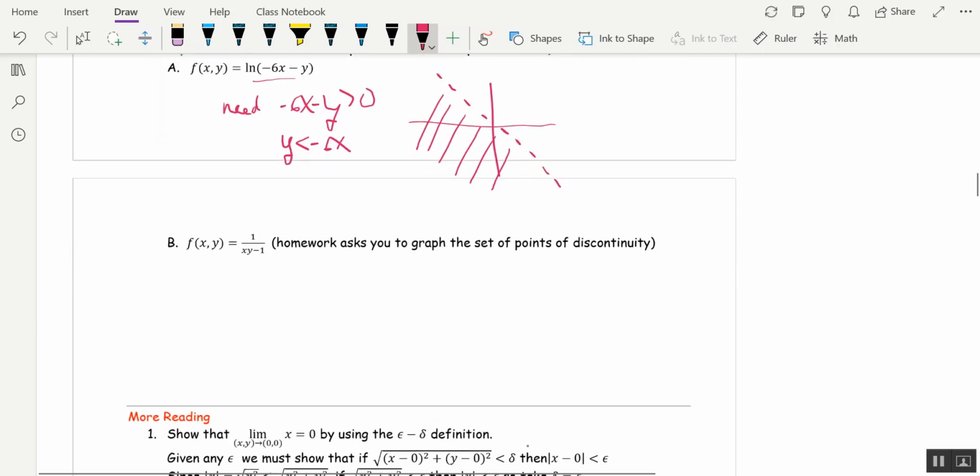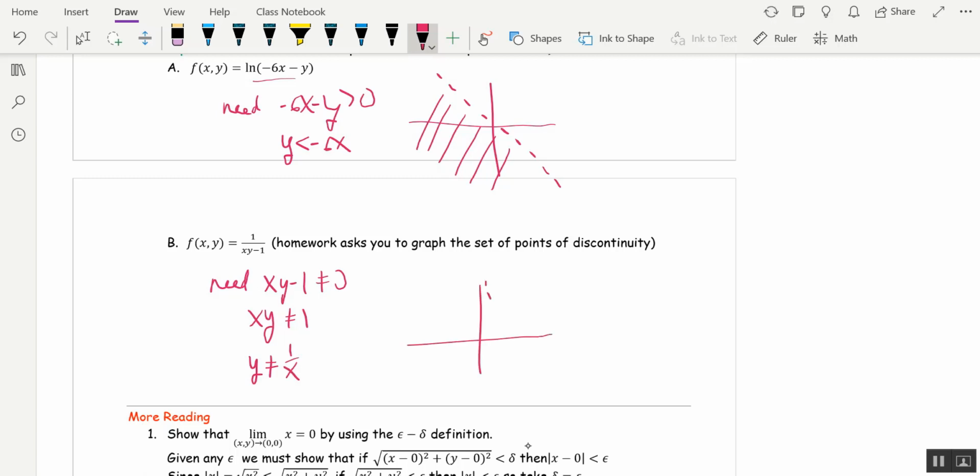All right, and last one, this function is continuous everywhere the denominator is not 0, so we need xy minus 1 not 0. So we need xy not equal to 1. So we need y not equal to 1 over x. 1 over x looks like this. And the set of points where that function is continuous is all the points except those two dotted lines.